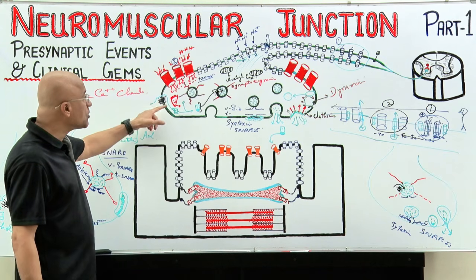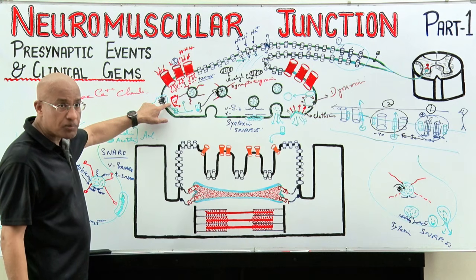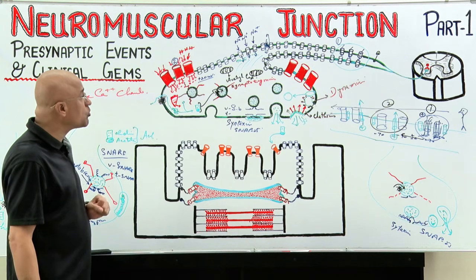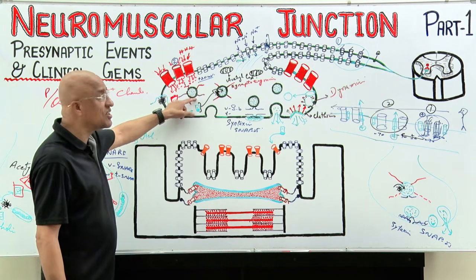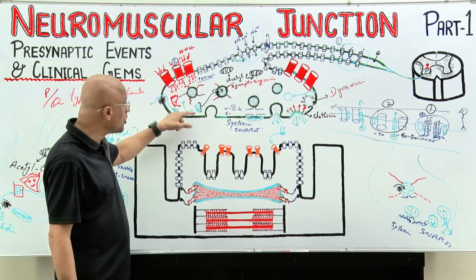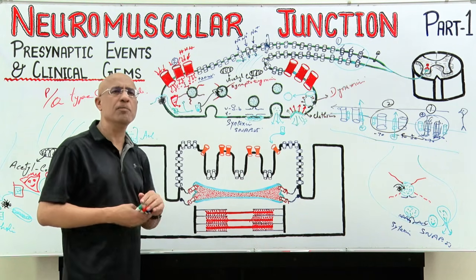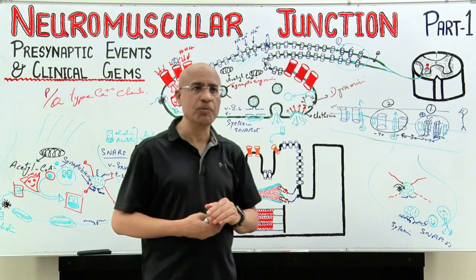We will talk about if congenitally this enzyme is defective. We will talk about what are the toxins which can destroy the SNARE proteins so they cannot fuse with each other, and many more clinical aspects.